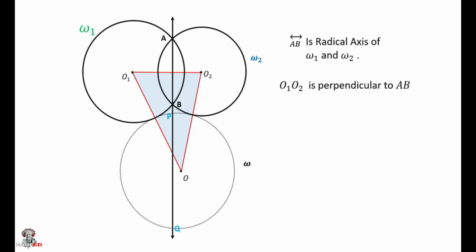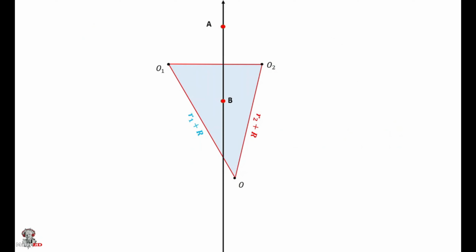Now let the radius of omega 1 be R1, the radius of omega 2 be R2, and the radius of omega be capital R. Then we can say that O1O is R1 plus capital R and OO2 is R2 plus R. Now we should only focus on the triangle O1, O2, O. For that purpose, I just took this diagram right here. Now let S be the intersection point of O1O2 and AB.